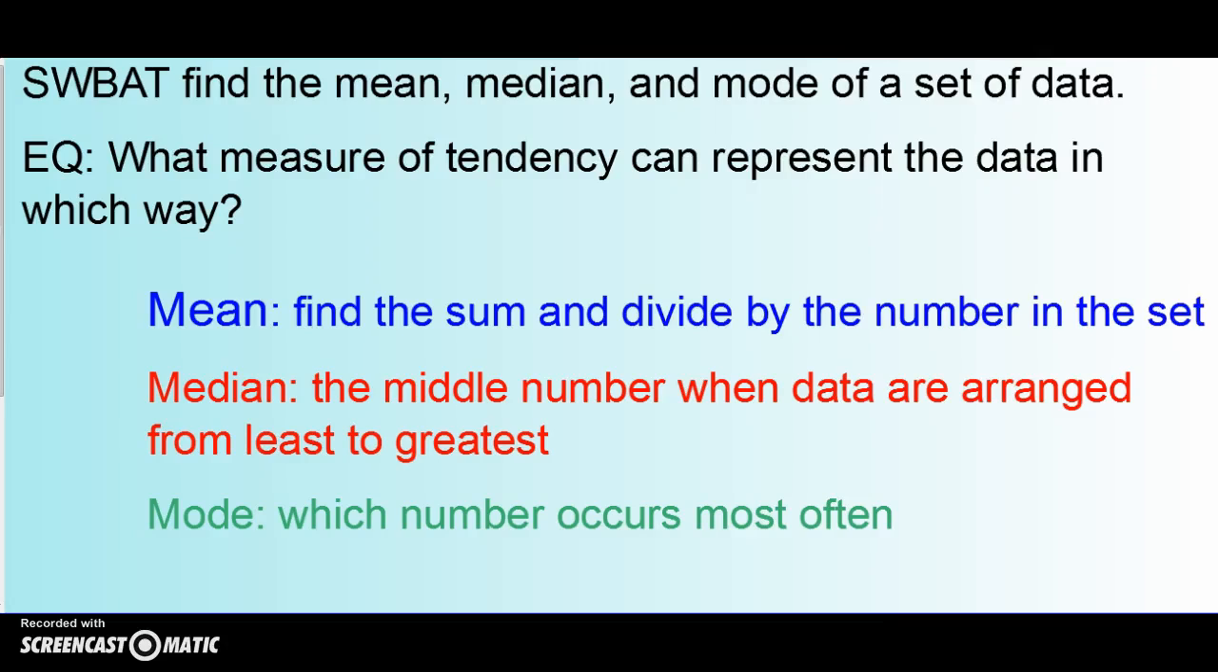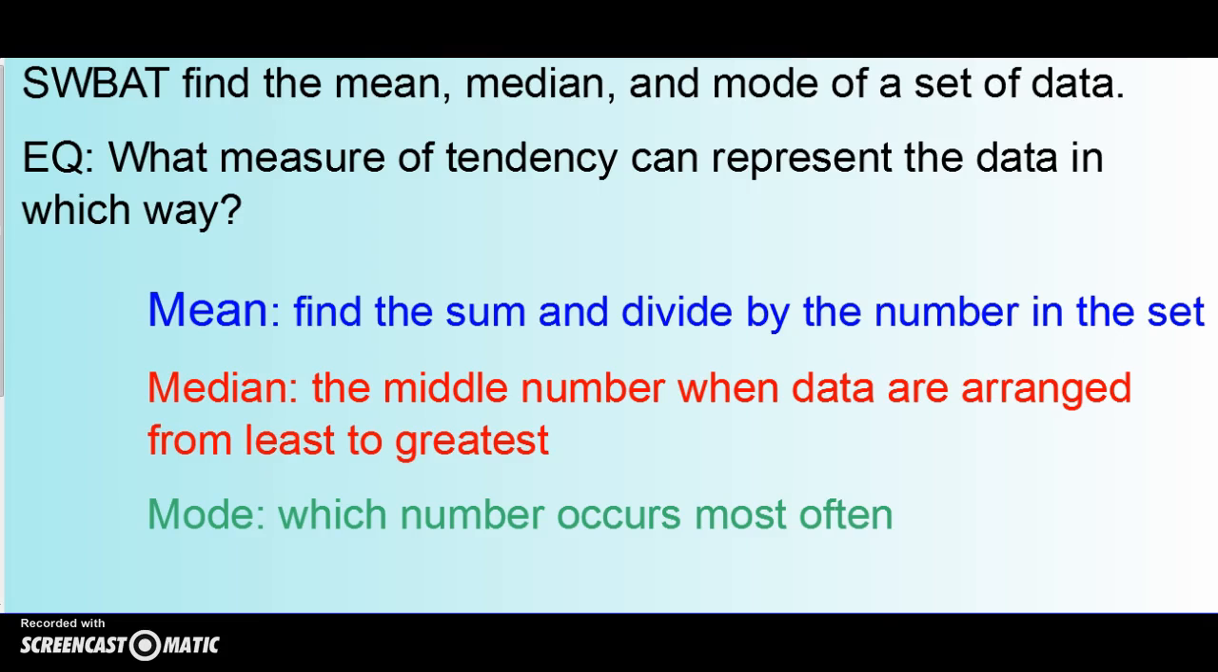Hi, this lesson is from page 583 in your student book. The objective is you'll be able to find the mean, median, and mode of a set of data. And so the essential question is, what measures of tendency can best represent the data in which way? And so we'll be talking about that in a bit.